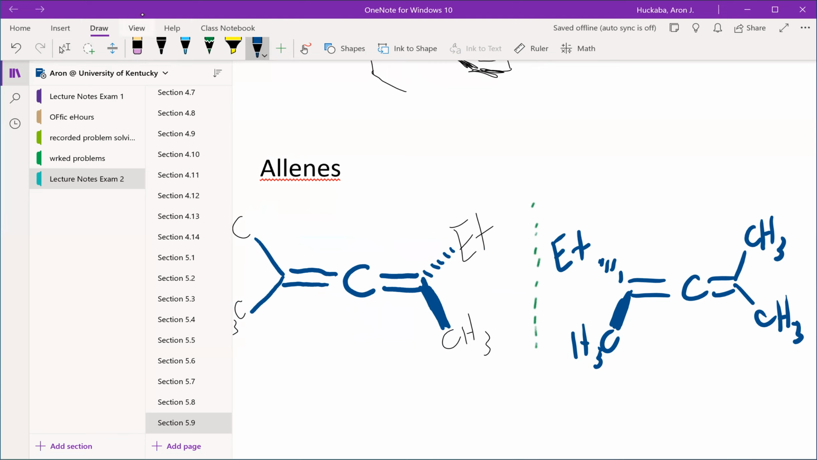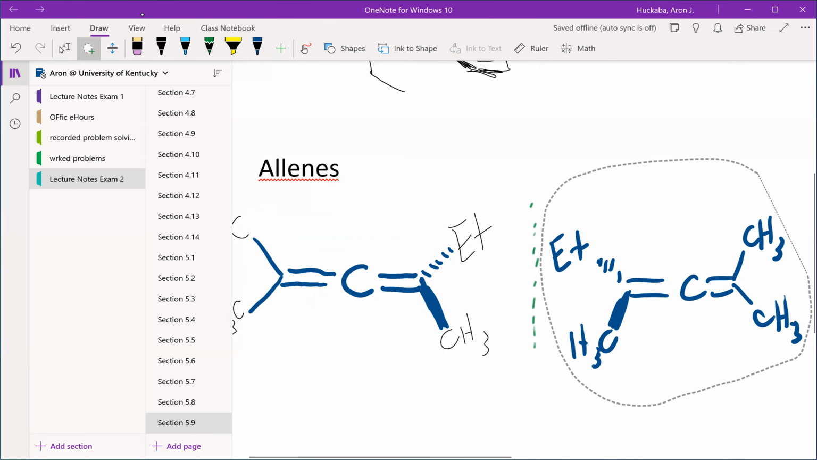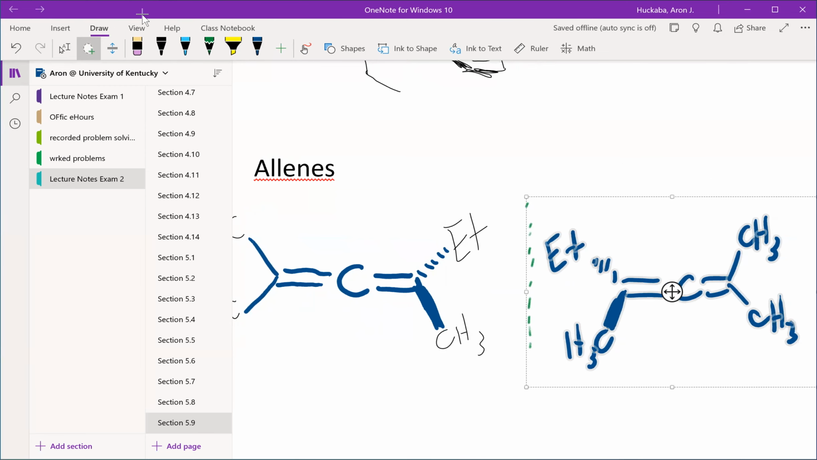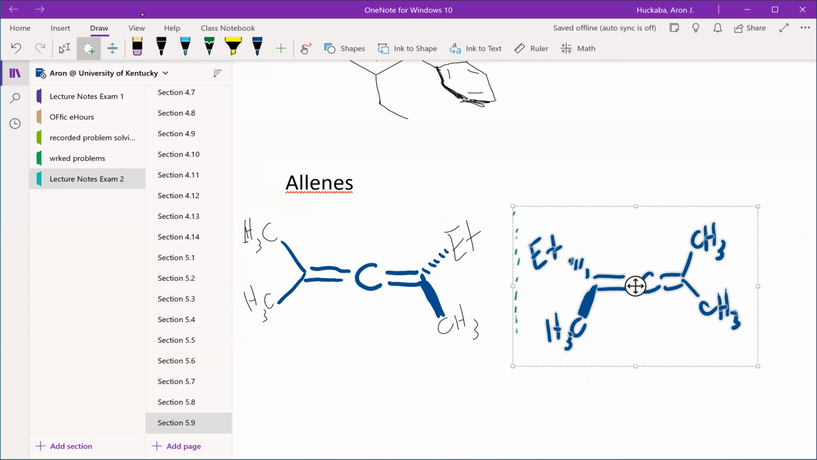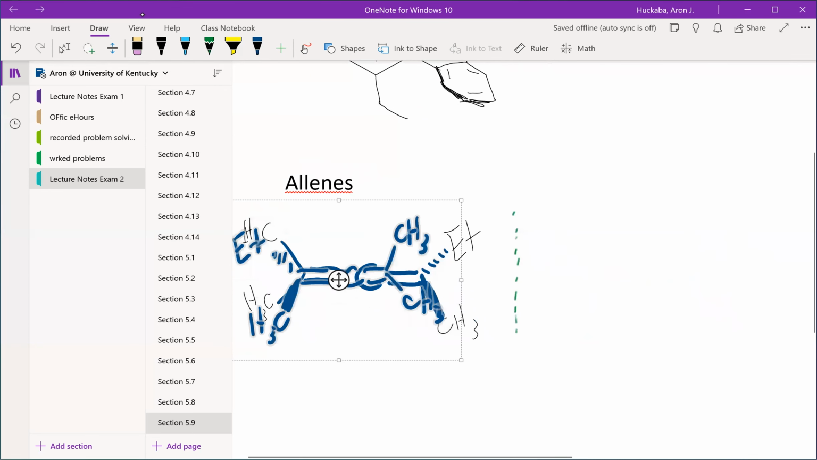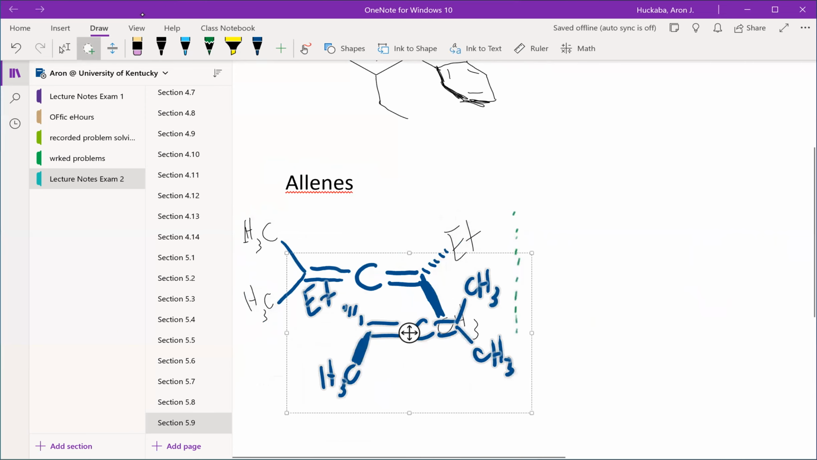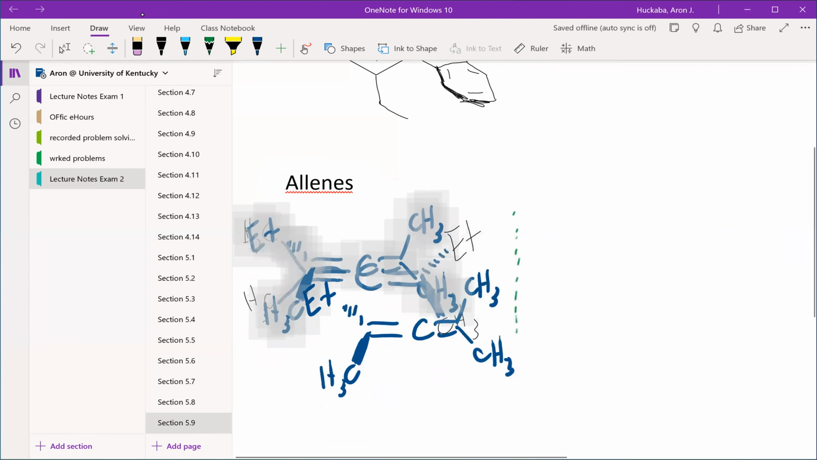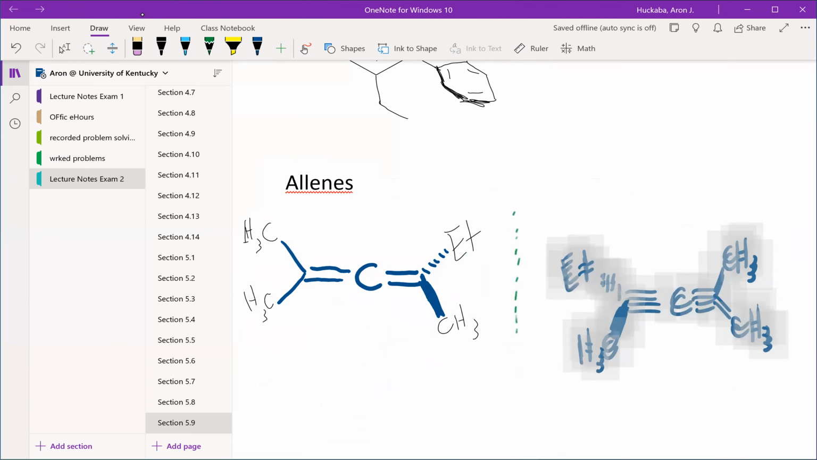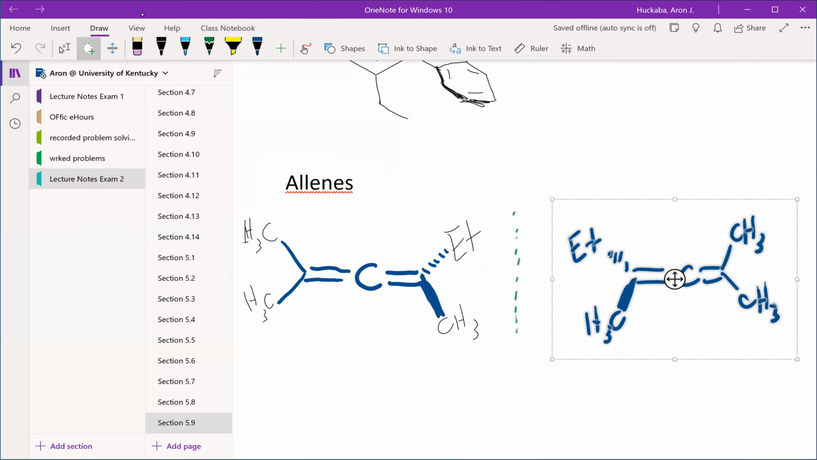There we are. Okay, so then we can make the confirmation that not only is this a mirror image, but it is non-superimposable, right? Because the stuff on the left is not the same as what was on the left in the mirror image. So these are true enantiomers, and they are non-superimposable mirror images of each other. All right, and that was section 5.9 on chiral compounds that lack a chiral center.